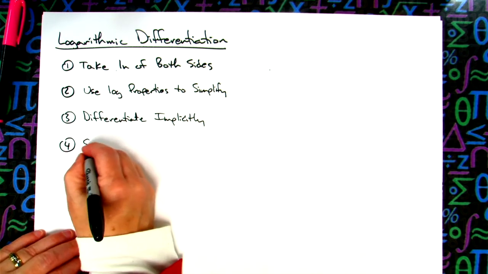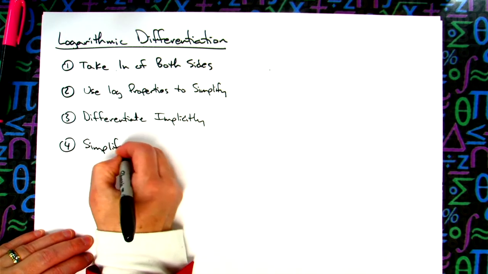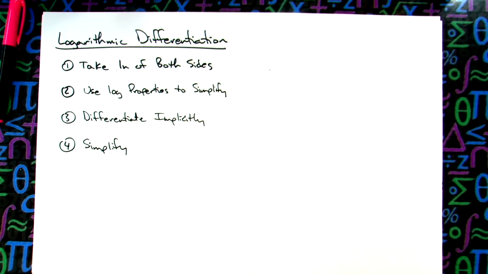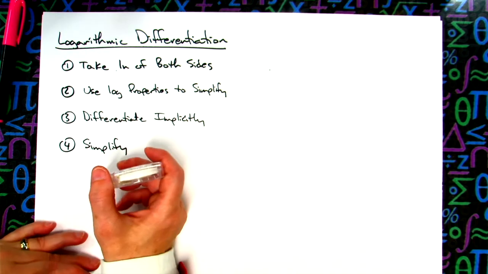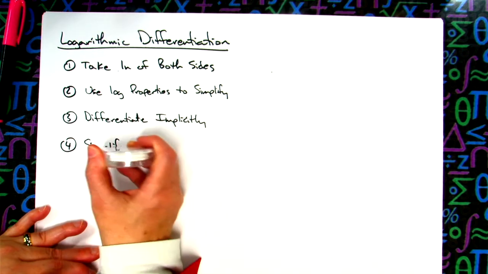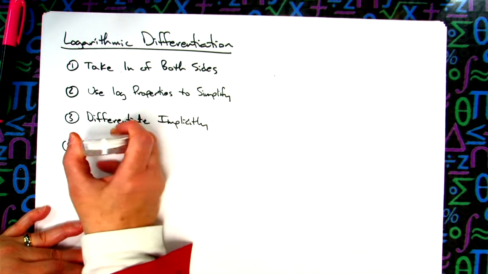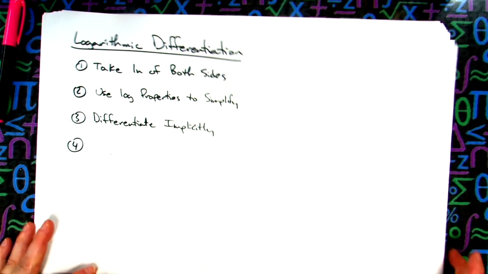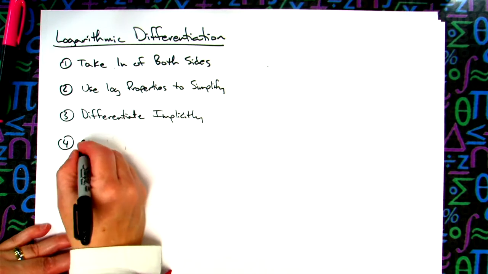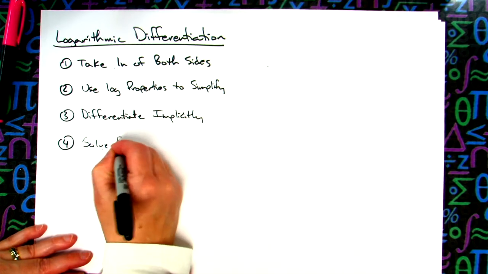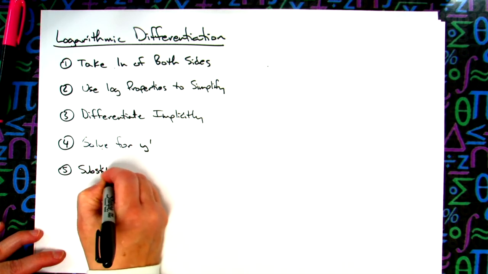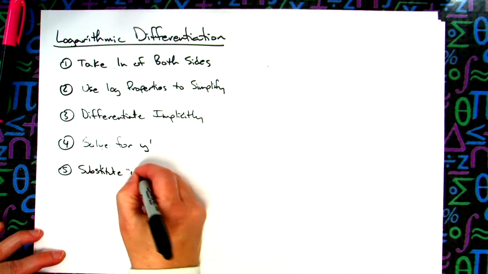Then we're going to simplify. I don't like the simplify one, so take the simplify one out, because I'm kind of making this up. I could have left simplify in there, but I'm thinking that's going to be common sense. Let's make the 4th step solve for y prime, and then substitute y back in.